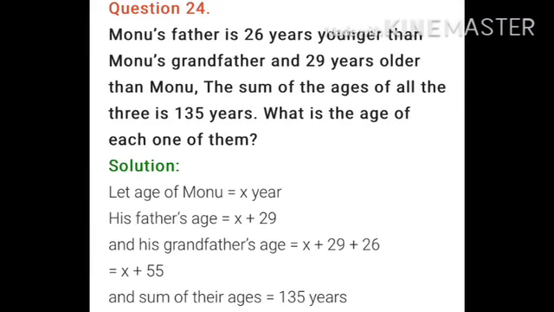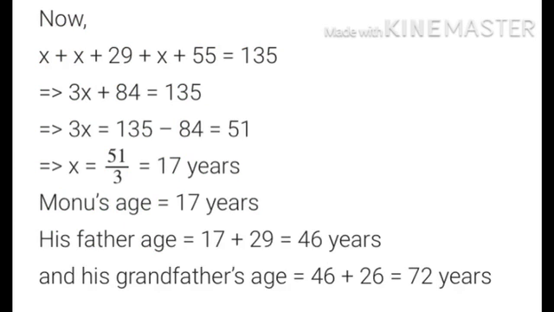Now question number 24. Meenu's father is 26 years younger than Meenu's grandfather and 29 years older than Meenu. The sum of the ages of all the three is 135 years. What is the age of each of them? Let the age of Monu be x years. His father will be x plus 29 and his grandfather's age is x plus 29 plus 26, that is equal to x plus 55.